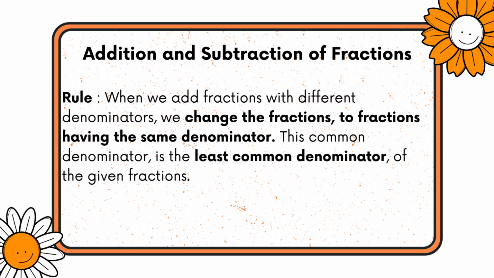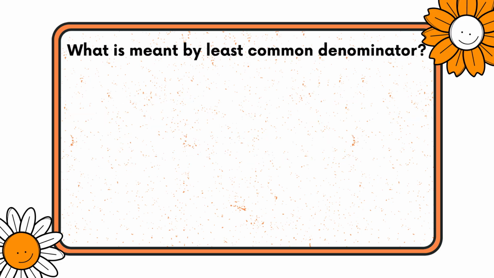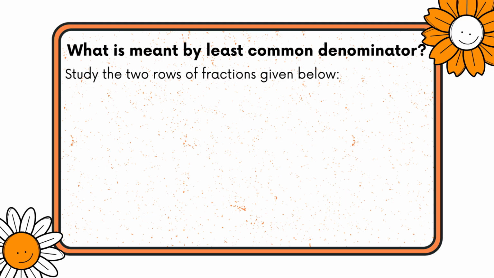Rule: when we add fractions with different denominators, we change the fractions to fractions having the same denominator. This common denominator is the least common denominator of the given fractions. What is meant by least common denominator? Study these two rows of fractions given below.